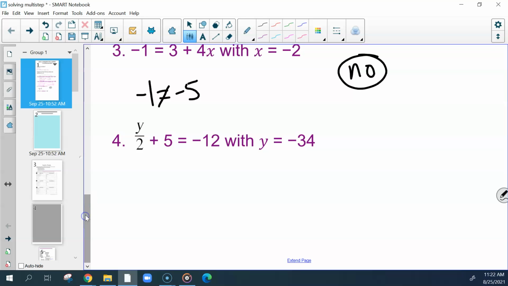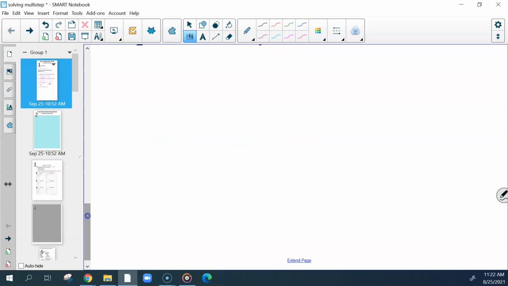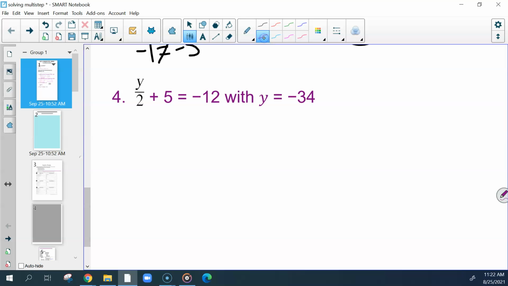For number 4, was this a solution or was it not? It was not. Okay, so let's work this one out. We're going to put negative 34 over 2. Negative 34 divided by 2 is what? Negative 17. What is negative 17 plus 5?